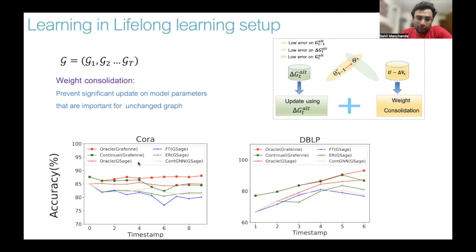So when you do only this fine tuning, that is FT, if you can see the blue line, the performance keeps going down, because you're updating only a small portion of the graph, but your model is not aware of what happens to the other part of the graph. So your model starts learning new patterns, but it forgets the old patterns. It's a very common problem in lifelong learning.